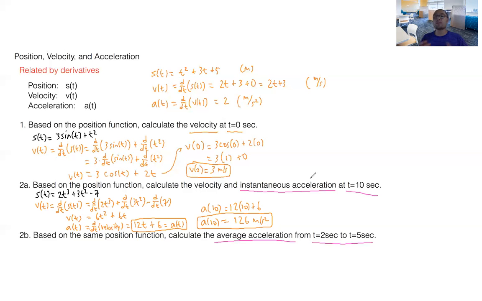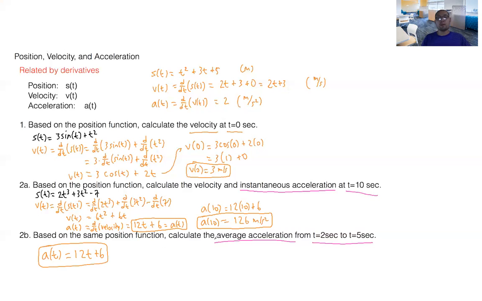Now we're going to look into average acceleration, which does take into account the interval. Okay? And so same thing here. Since 2b is based on the same position function, we have already calculated our acceleration general function, right? Our acceleration was 12t plus 6. That's what we found right here, and I'll box that again.